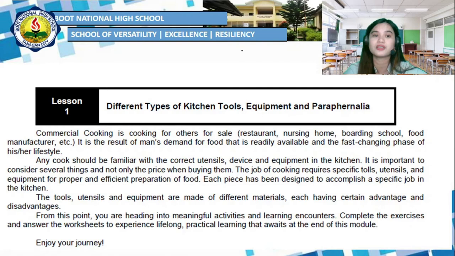From this point, you are heading into meaningful activities and learning encounters. Complete the exercises and answer the worksheets to experience lifelong practical learning that awaits at the end of this module. Enjoy your journey!